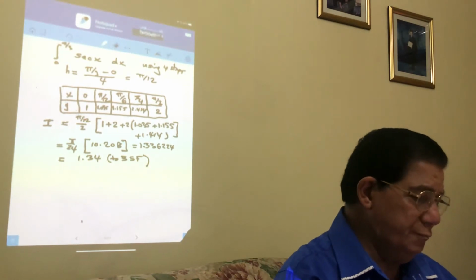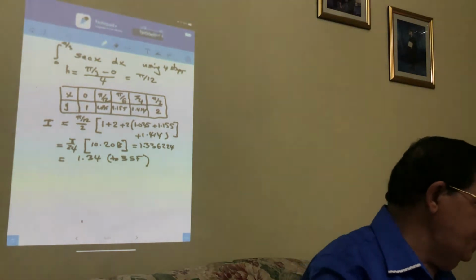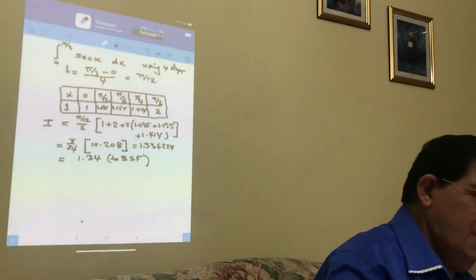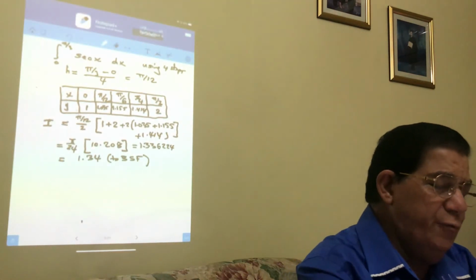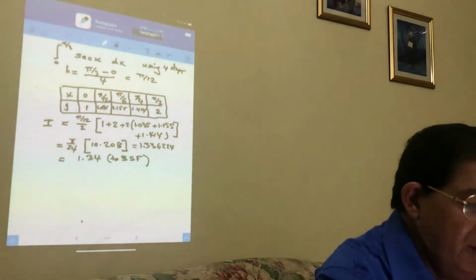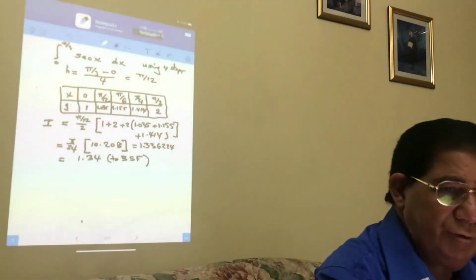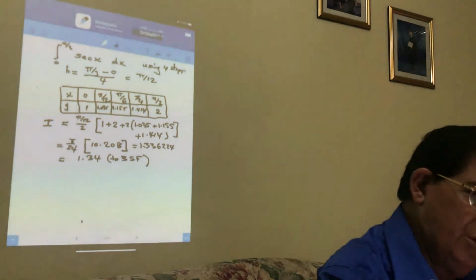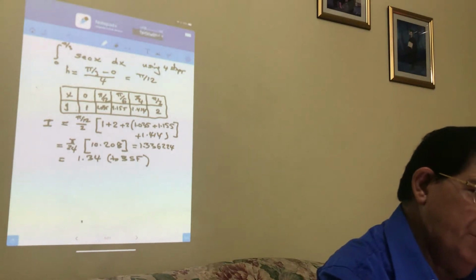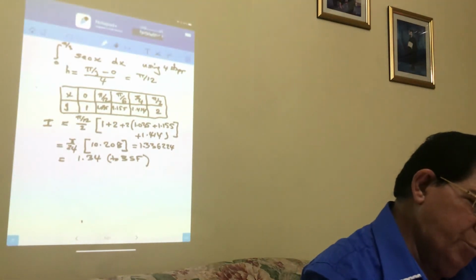Now, there is just one comment. By the way, we know that if we increase the number of strips, the answer will be more accurate. The accuracy of the answer will increase with the number of strips, because as we increase the number of strips, the difference between... because we have two possibilities.